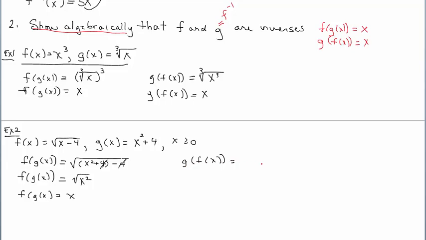g of f of x. This square root goes in for that x. So the outside function, x squared plus 4, but the f function is going to substitute in for x. Again, every time, bring this notation down. It's organization. The square root, you're going to have x minus 4 plus 4. The 4's will cancel, and we end up with the identity function, as it's called. All right, we just showed algebraically that f and g are inverses. We have a little more work to do, and we're going to do that in the next video.